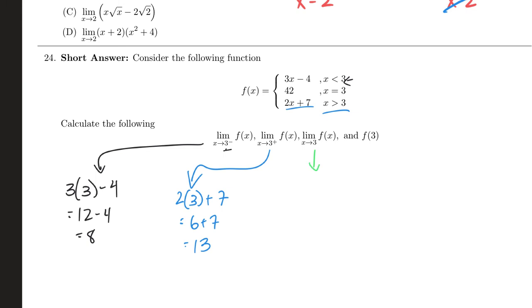And what about the full limit at 3? Remember the full limit is equal to the one-sided limits if they're the same, but in this case, these are not the same, so this doesn't exist because there's a jump from 8 to 13. And lastly, f of 3 is when I plug in exactly 3, and I get 42. So just to the left of 3, I plug in the top. Just to the right of 3, I plug in to the bottom. At 3, I plug into the middle.